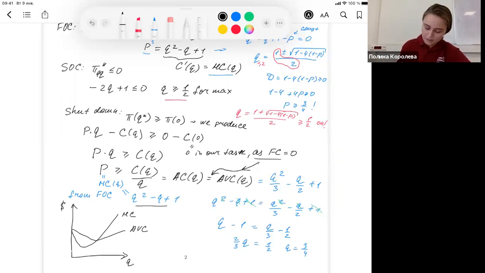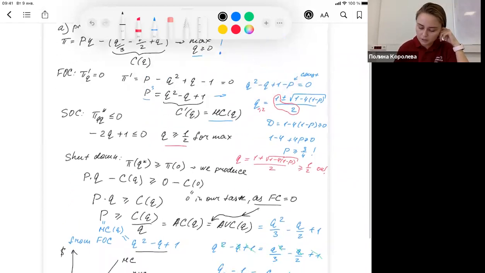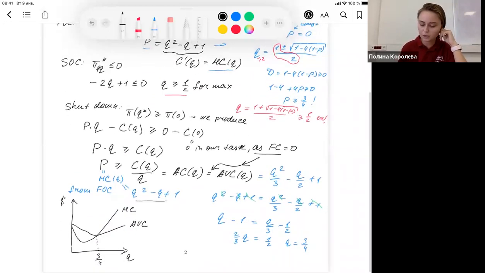And when marginal costs and average variable costs are equal, this is true when quantity is equal to 3 over 4. Yes. Also, we know from the second order condition that the minimum of marginal costs will be when quantity is equal to 1/2. It's from SOC.